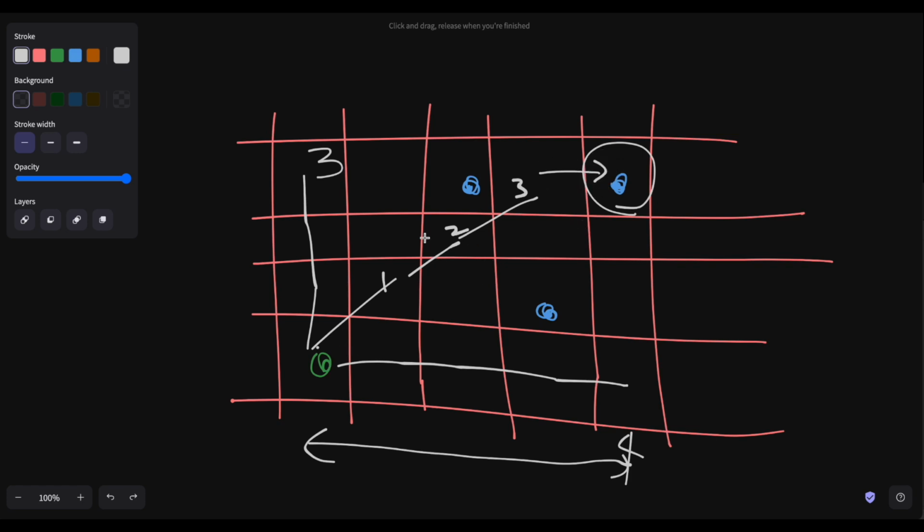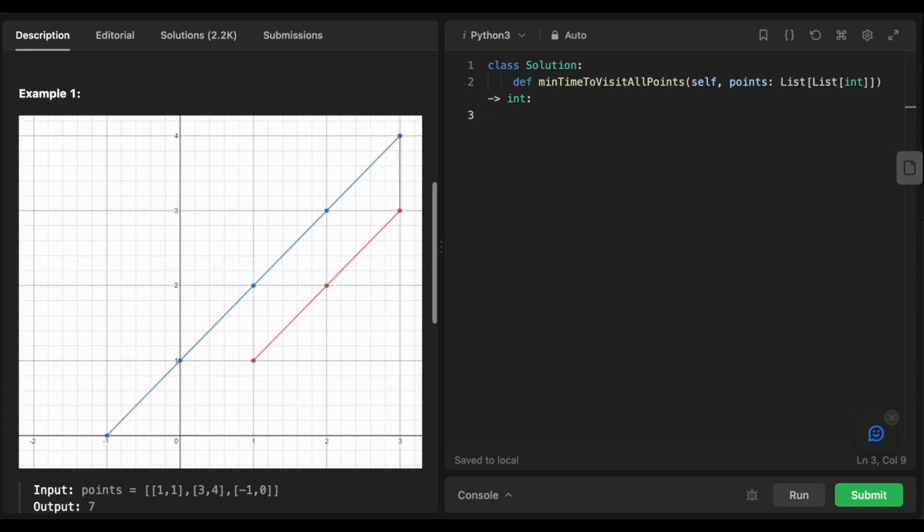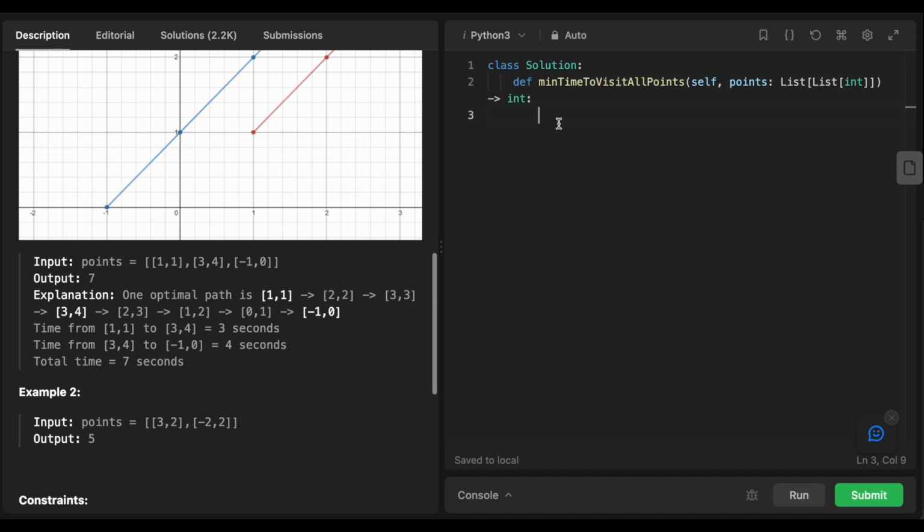So in each step, we just take the maximum of the horizontal distance or the vertical distance, and any diagonal movements are on the house, free. Okay, so let's translate this into code.